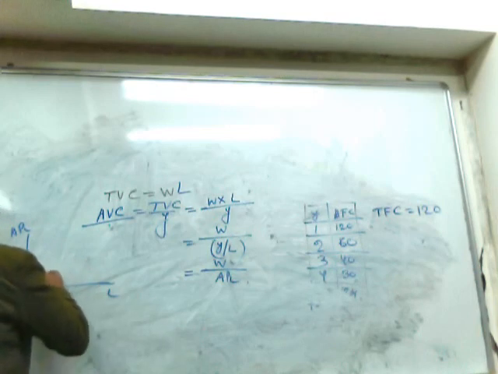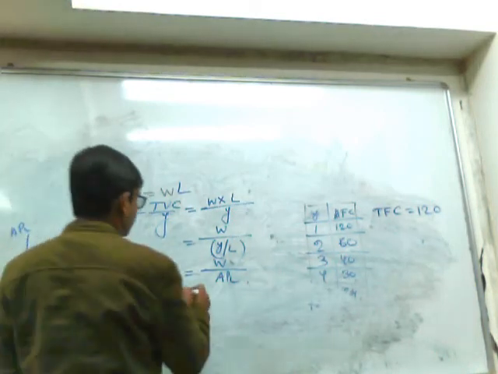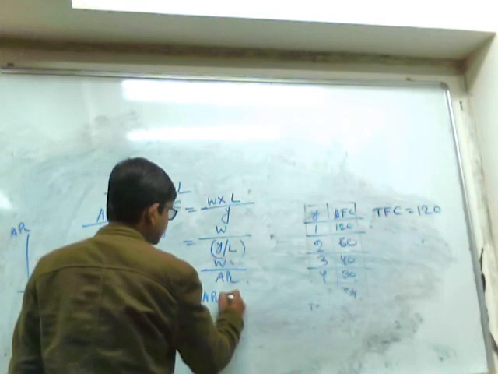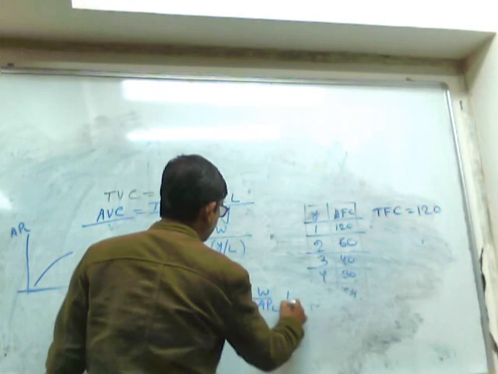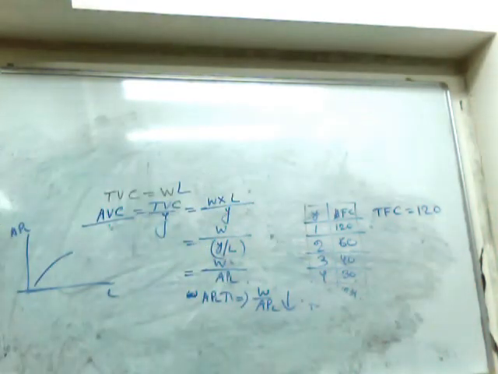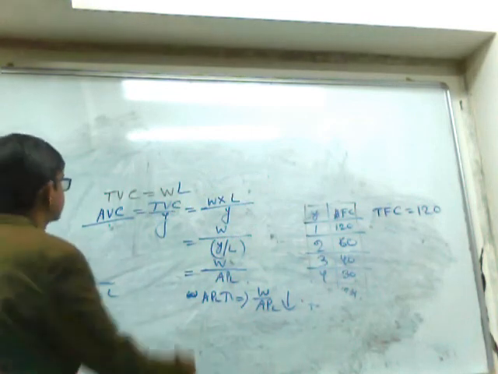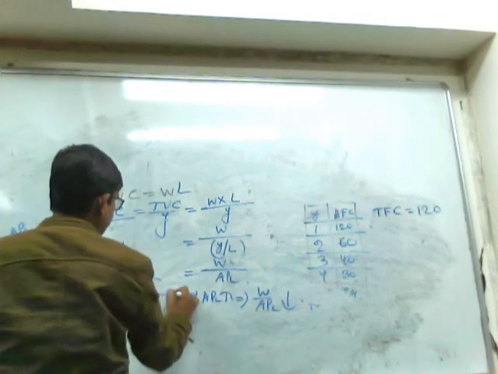Initially what we see is that average productivity of labor increases. Whenever average productivity of labor increases, definitely if APL is increasing, W by APL will start to decline. So what we can say in this part is that whenever average productivity of labor is increasing, average cost is diminishing.